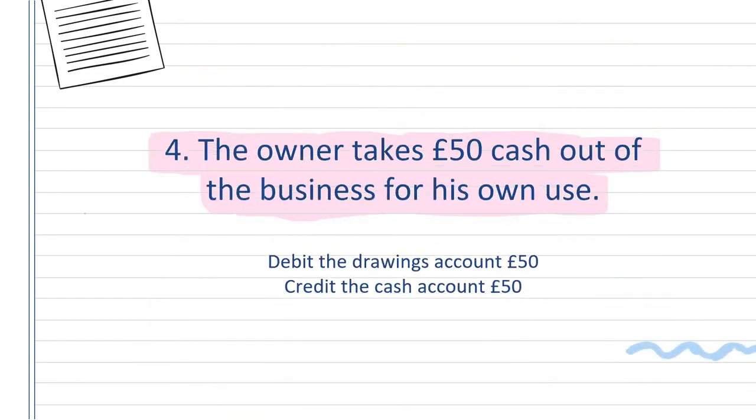Now, last entry is the owner takes 50 cash out of the business for his own use. This is a drawings entry. We have done these in previous videos. Do check them. They will be linked in the description box. Drawing debit is the destination. So you write debit, drawing. Credit cash because it is your source.